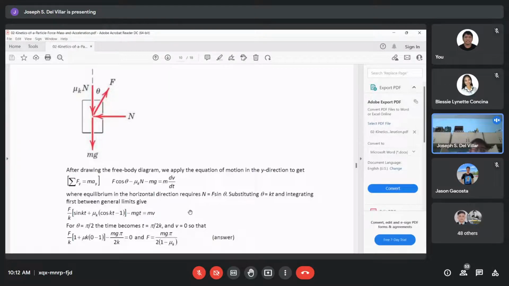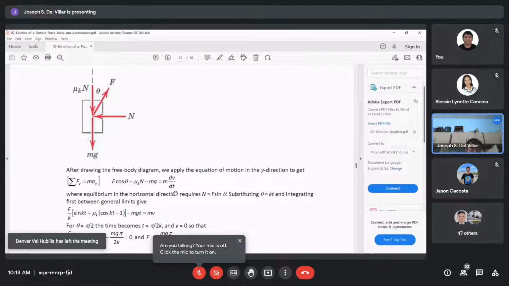So, inalis na yung dt, multiplying both sides by dt so that dt is cancelled on the right and magkakaroon na dito sa left-hand side ng differential in t. Okay? So, multiplying each of these terms by dt. So, F cosine theta dt minus mu k N dt minus mg dt. Okay?